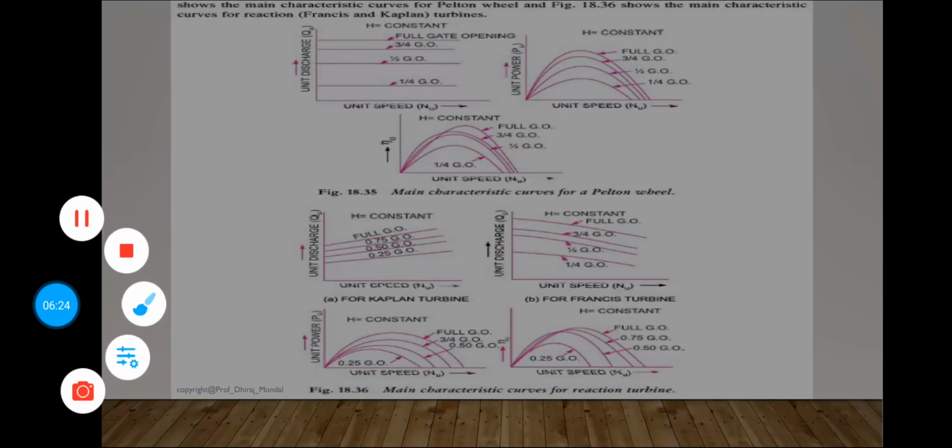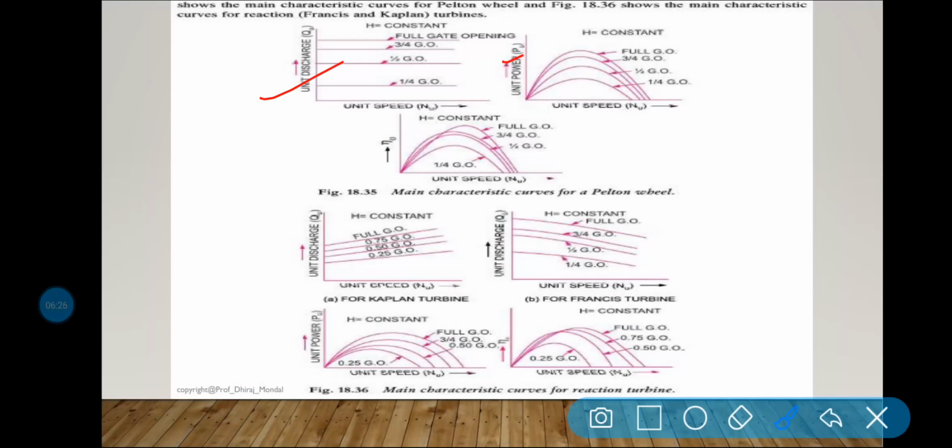Okay, so this is your graph, and that is basically what we have got by the help of experiment. If I am taking unit speed versus your overall efficiency under constant head, and I am changing the gate opening. So by the help of that, this is the curve for 1/4 full gate opening. So this is the curve in case of Pelton wheel.